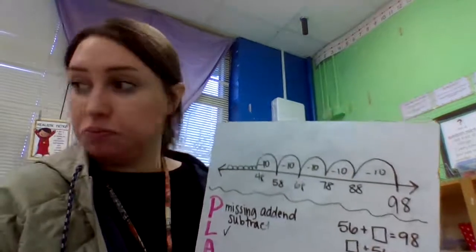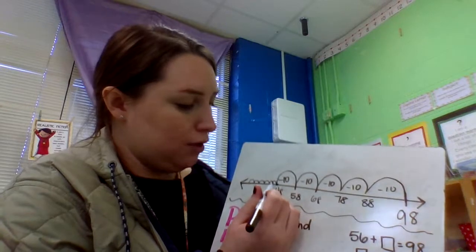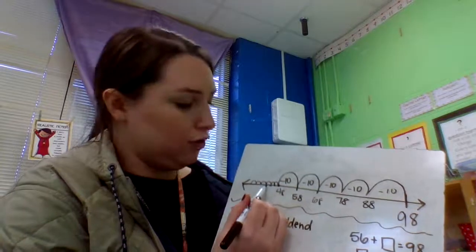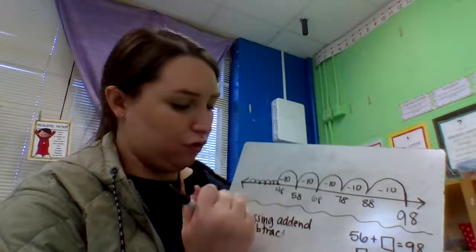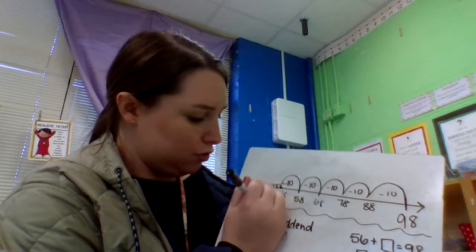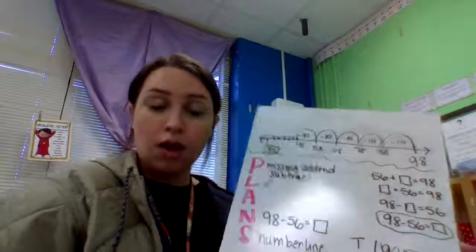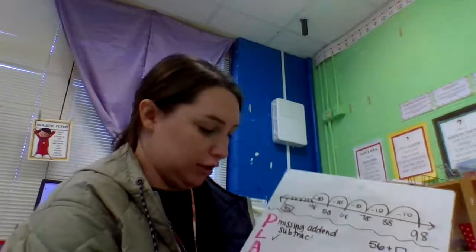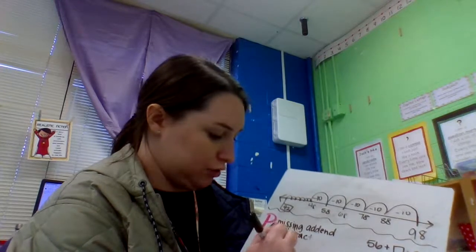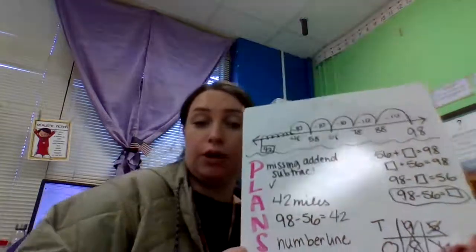I'm going to get closer so you can see. Ready? So this is 48 right here. 47, 46, 45, 44, 43, 42. We land on the number 42. So we know that our answer is 42 miles. I wrote 42 miles for my answer spot.